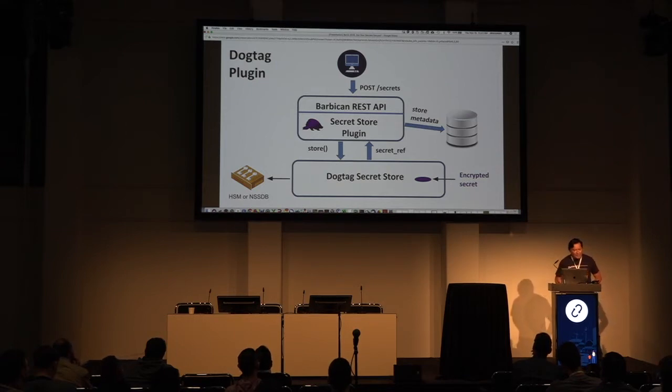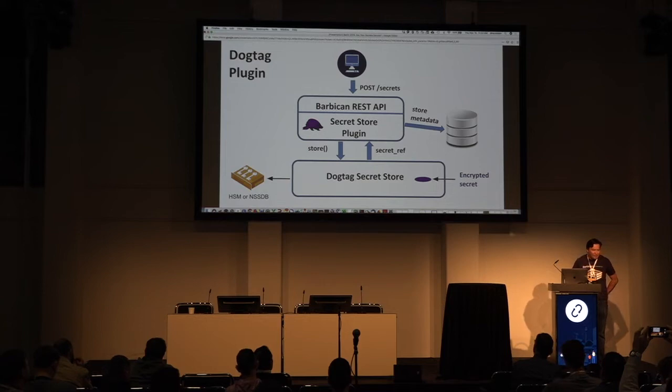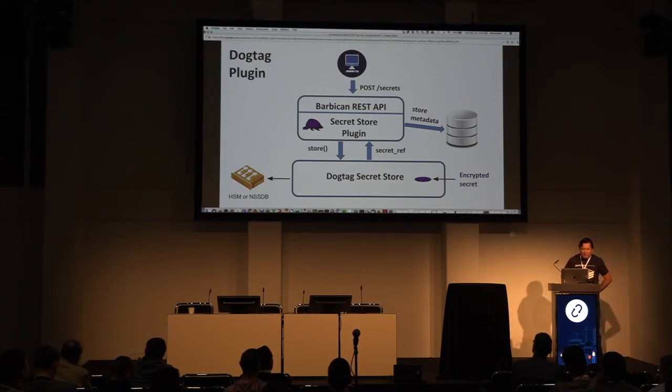The idea is that you could store the keys using encryption keys that are either stored in an HSM or in an NSS database. Again, it's the same sort of thing. It's a secret store plugin. So what that means is you're actually just storing the secrets and storing a reference to the data inside the Barbican database. So completely separated.